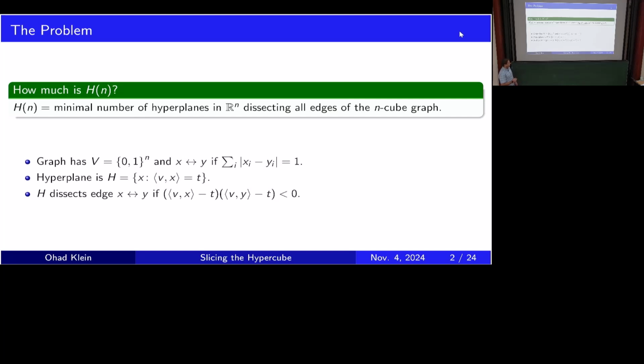A hyperplane is defined using a linear equation in real numbers, and we say that a hyperplane dissects an edge if the two ends of the edge are strictly on different sides of the hyperplane.